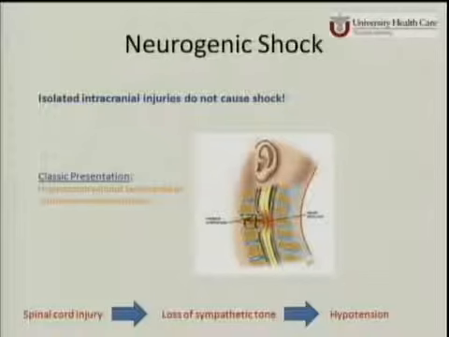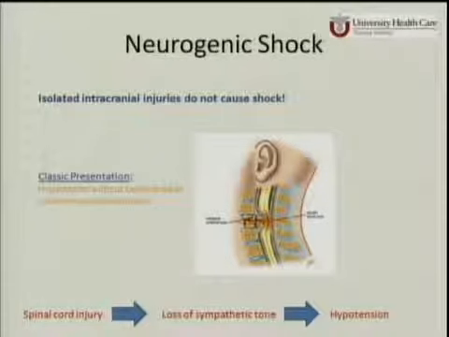The next shock I want to look at is a little bit different, and this is what we call neurogenic shock. Now, as I was reviewing the ATLS manual for this presentation, I wanted to read a little bit about neurogenic shock and what they say. One of the bolded statements in the ATLS manual states that isolated intracranial injuries do not cause shock. So just because they have a head injury doesn't mean that they're going to have shock. We also need to be looking for other reasons for shock if they do have a head injury.